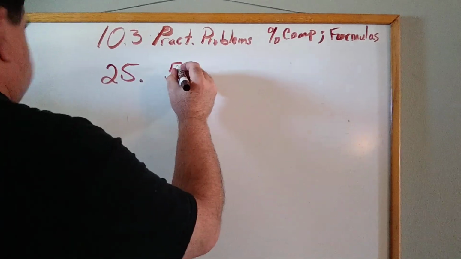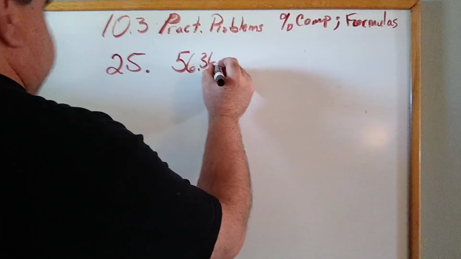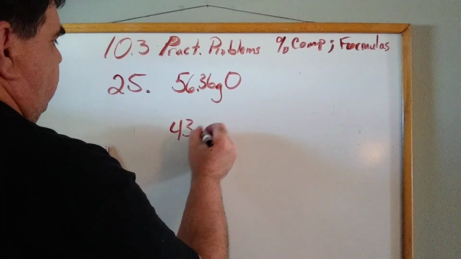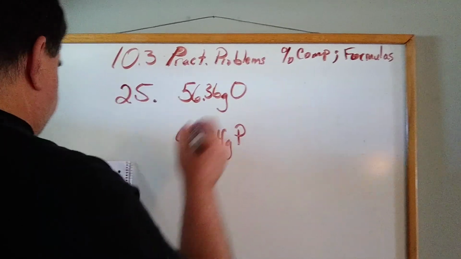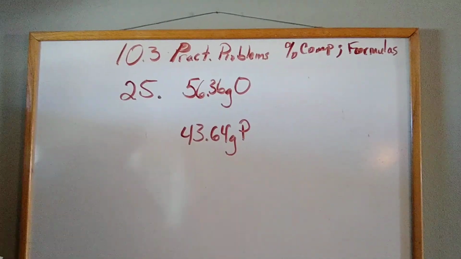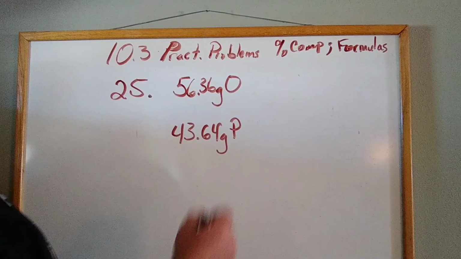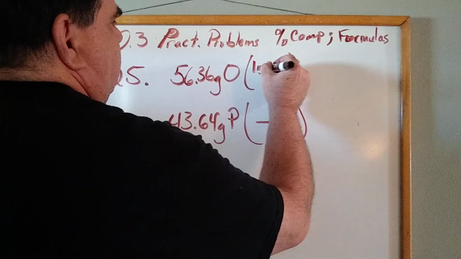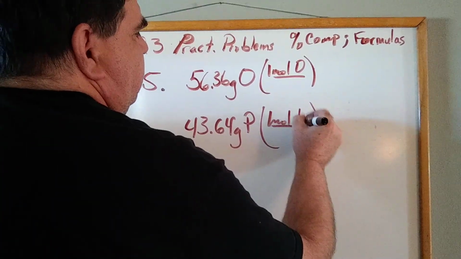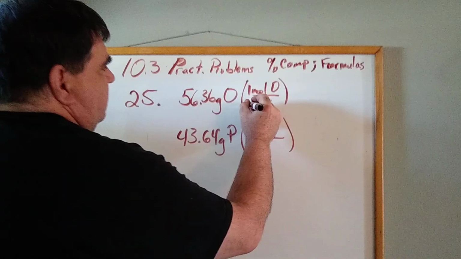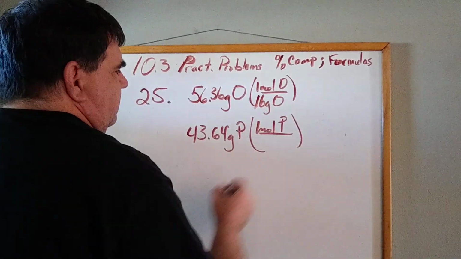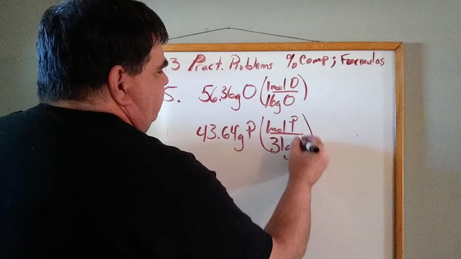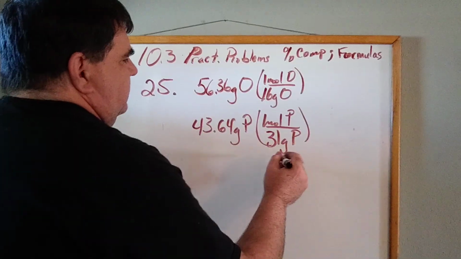We have 56.36 grams of oxygen, and we have 43.64 grams of phosphorus. So the first thing we have to do is find the empirical formula for this compound. And to do that, we get our molar equivalents. Okay, so we know that 1 mole of oxygen, 1 mole of phosphorus. We look up on our periodic table, 16 grams of oxygen per mole. And phosphorus is 31. Let me double check. Yep, 31 grams of phosphorus. Again, always check your periodic table.